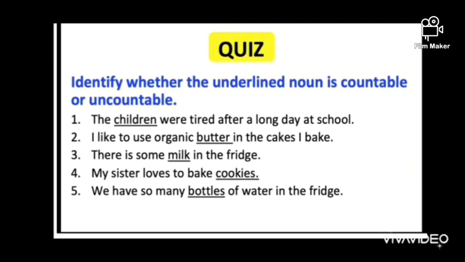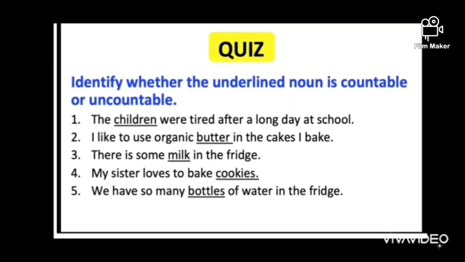I like to use organic butter in the cakes I bake. So butter is an uncountable noun. So we cannot count it. So it is an uncountable noun. There is some milk in the fridge. So what is the answer? Yes, it is an uncountable noun. We cannot count milk. So we have mentioned it as some milk. There is some milk in the fridge and it is an uncountable noun.